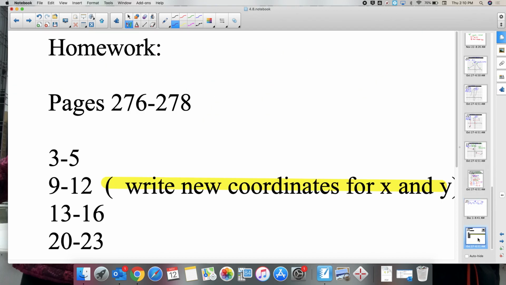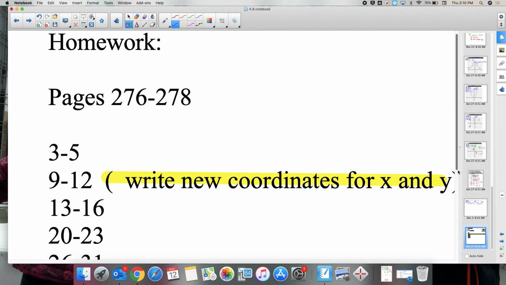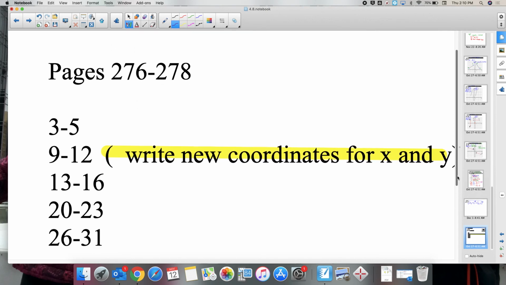Here's your homework tonight. Now, you'll see numbers 9 through 12, I am changing the directions. They ask you to plot the original shape and the new shape. Instead, all you need to do is write your new coordinates for X and Y. You do not need to plot them. You can if you want. If it'll help you, you can do that, but you do not need to. So there's your homework that you see there. Please let me know if you have any questions.